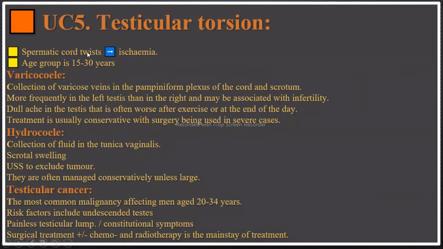A spermatic cord twist can cause ischemia. The age group for testicular torsion is 13 to 15 years. Be familiar with varicocele, hydrocele, and testicular cancer. It's unlikely for the exam, but be familiar with them.